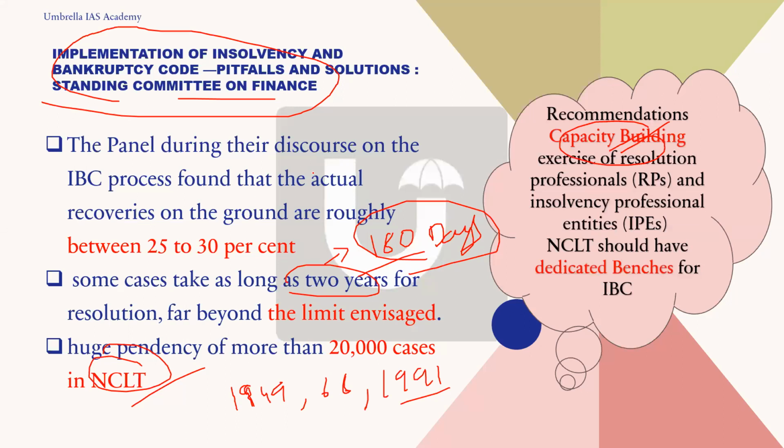Next, the committee also says that dedicated benches are required to solve these IBC cases. Because in NCLT there are almost 20,000 cases pending. So what we require is dedicated benches. So in this way, you try to answer the question. And for prelims purpose, you focus more on this 180 days kind of thing, and the rest of what is important, I will cover in the current affairs class.